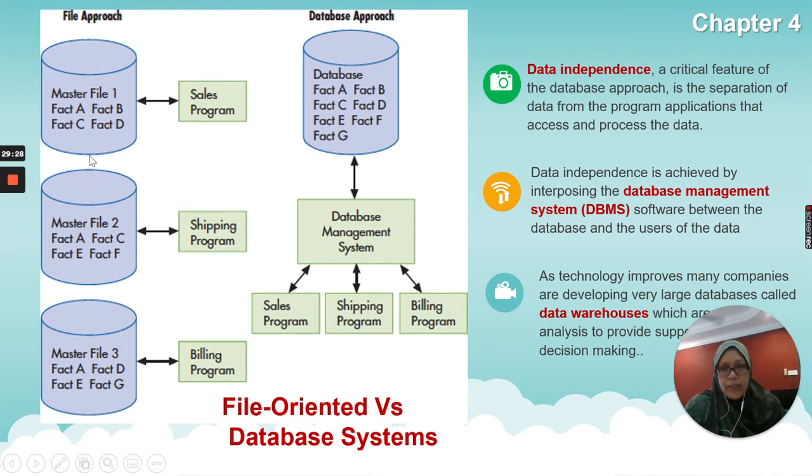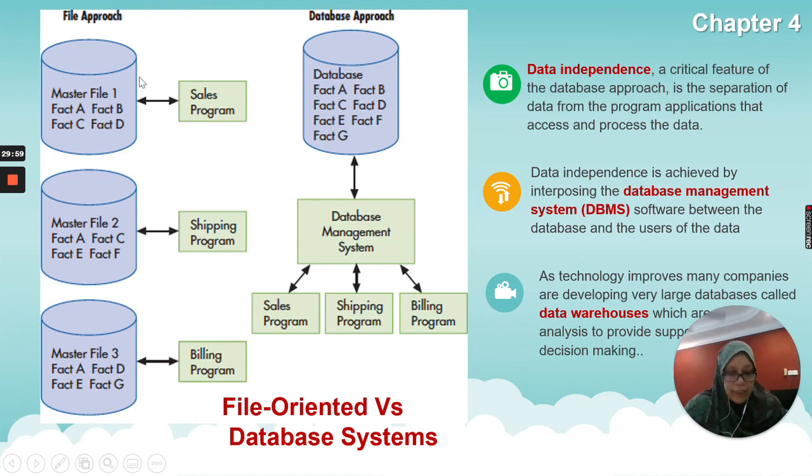And then if you refer to the facts here that are recorded ataupun simpan dalam master file ni, some of the data or facts are duplicated. Kat sini ada fact A, in file 2 pun ada fact A, and also in file 3 ada fact A, but in a different file, different storage. In the sales program, they have their own storage. Shipping program, they have their own storage. Billing program, they have their own storage. Okay, so actually this is how the file approach looks.